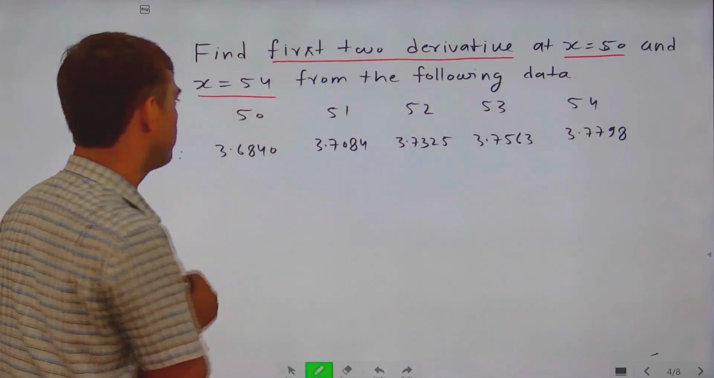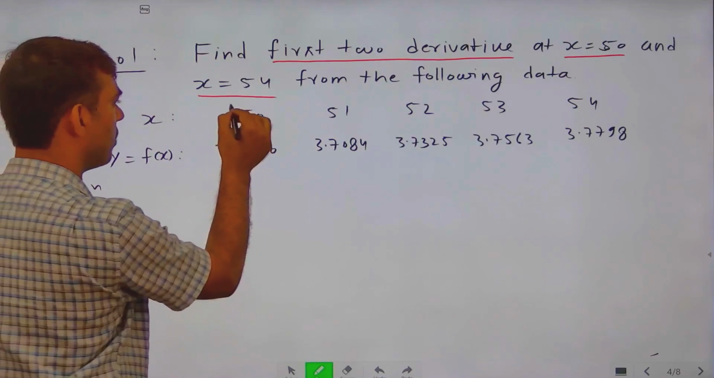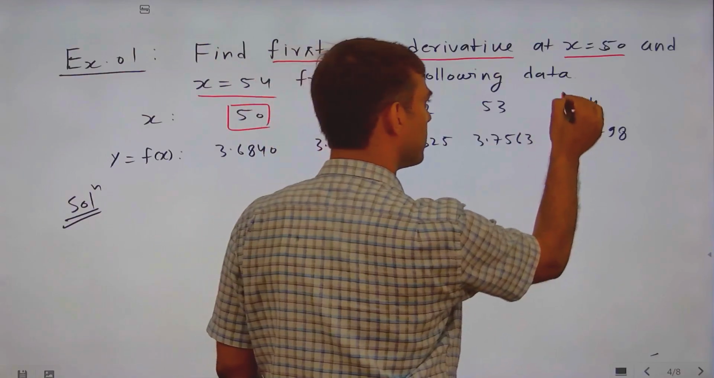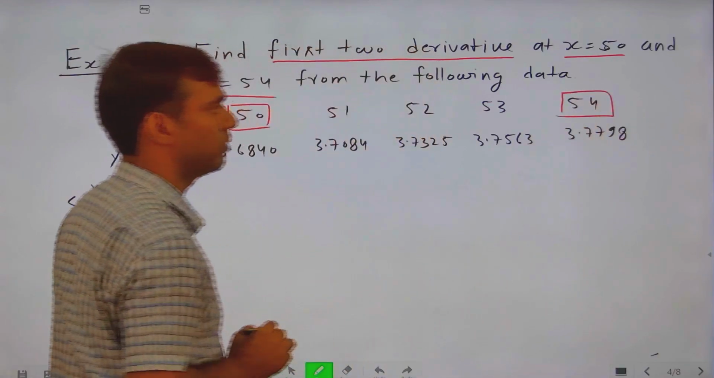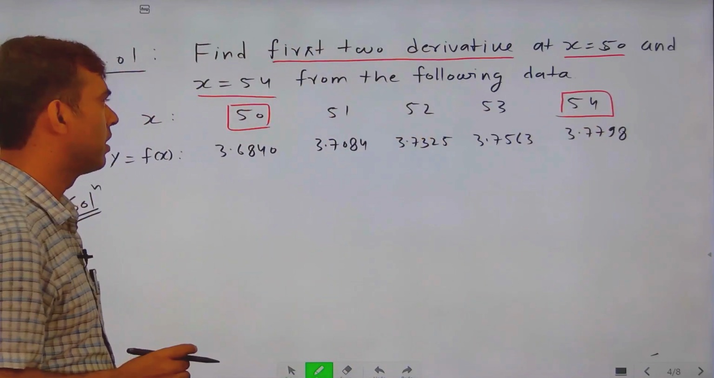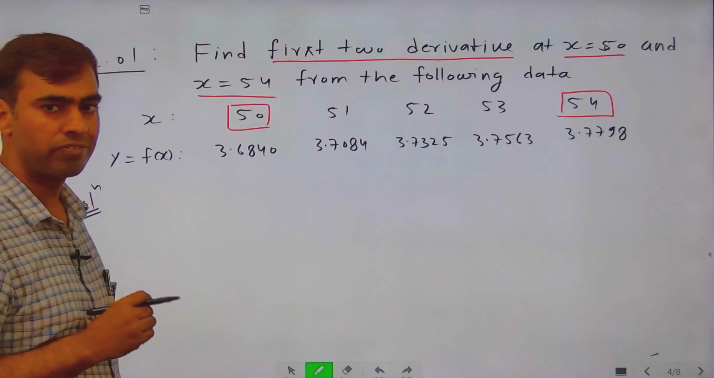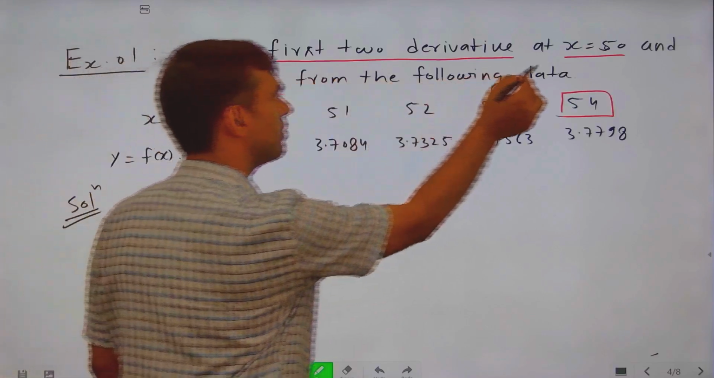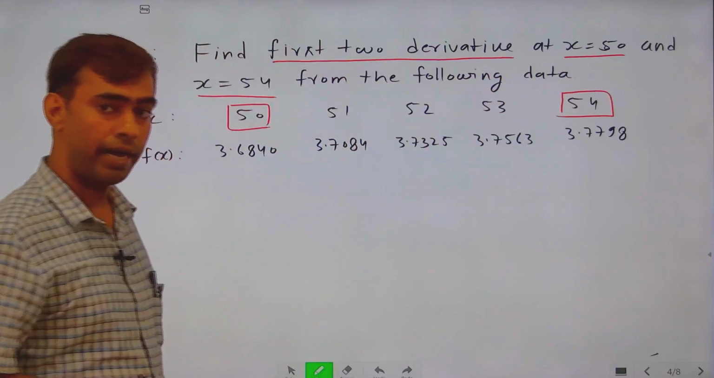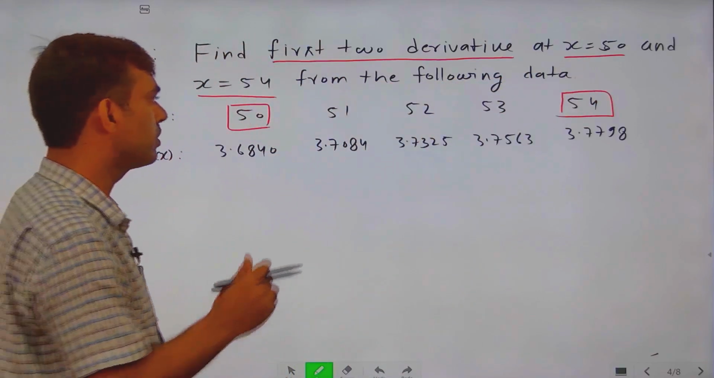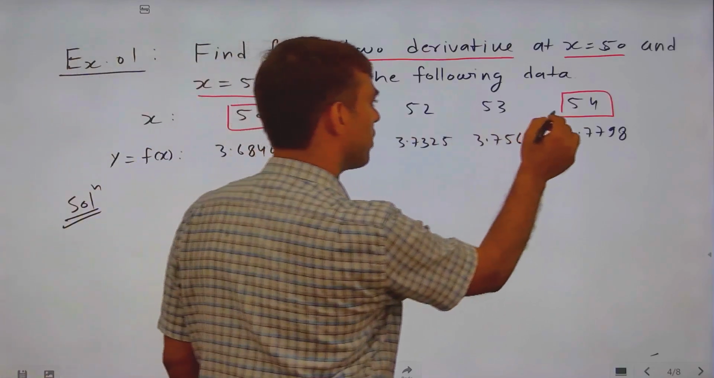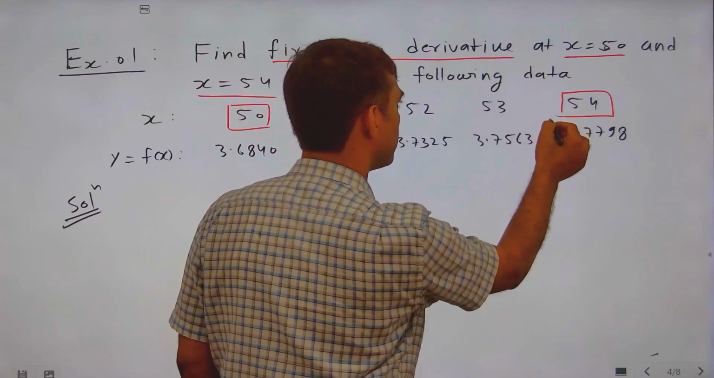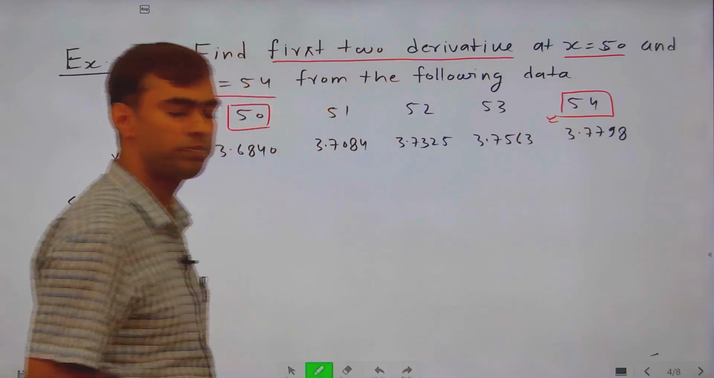If we closely observe, the question is to find the derivative at x equal to 50 and at x equal to 54. 50 is the first value and 54 is the last value. That means we are going to use the forward interpolation formula to find the first two derivatives at x equal to 50, and the backward interpolation formula of a derivative to find the first two derivatives at x equal 54.